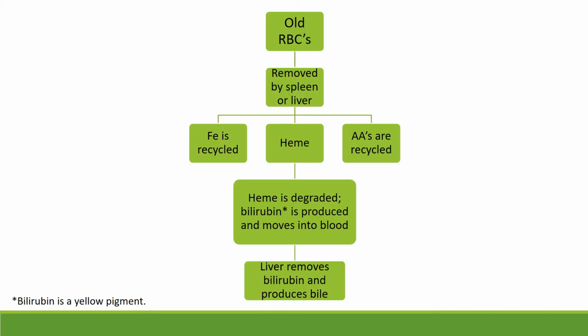At first glance, this slide may look overwhelming, but let's go through it step by step. In the last slide, I mentioned that old red blood cells are removed from circulation by the liver and spleen. What happens to it after it goes to the liver or spleen? The iron is removed and recycled, the amino acids are recycled, and the heme is degraded. Bilirubin is produced, and bilirubin moves on into the blood. Bilirubin is a yellow pigment. The liver removes bilirubin and produces bile.